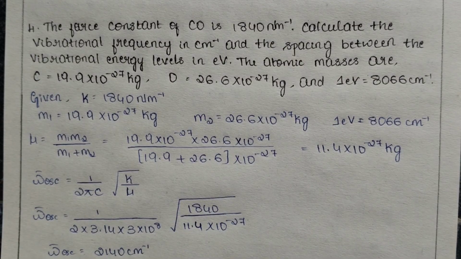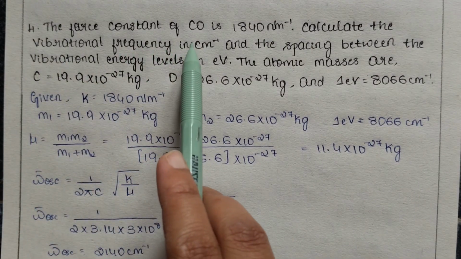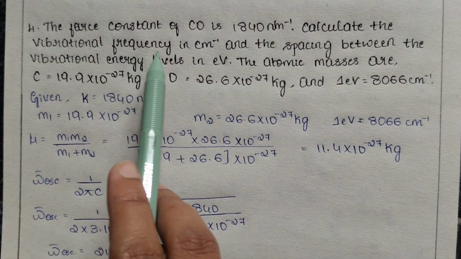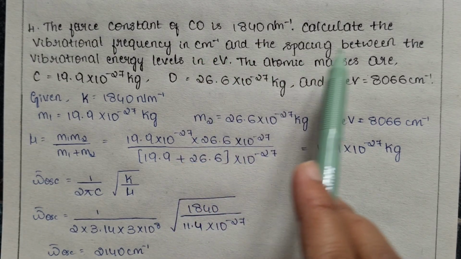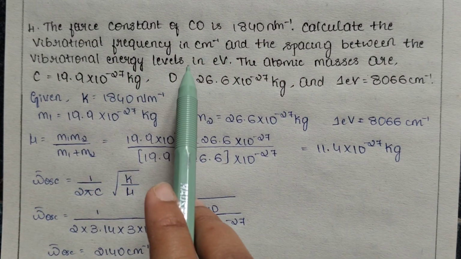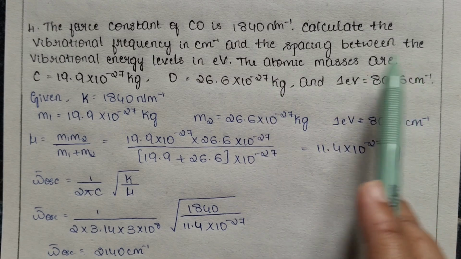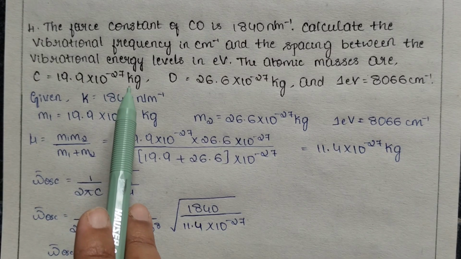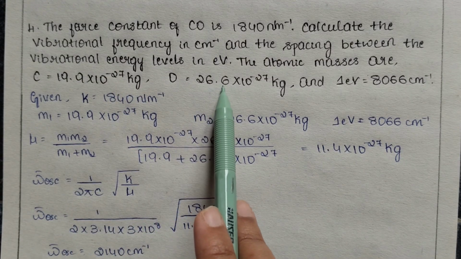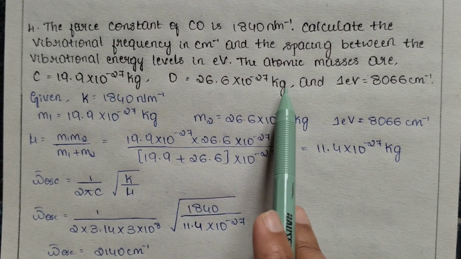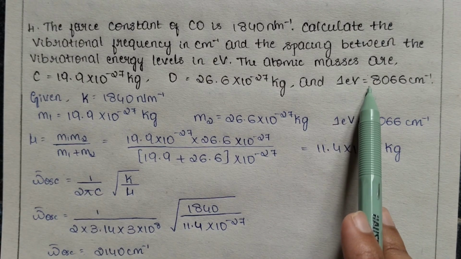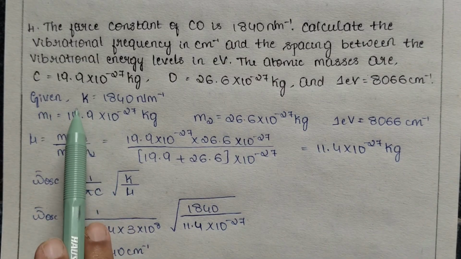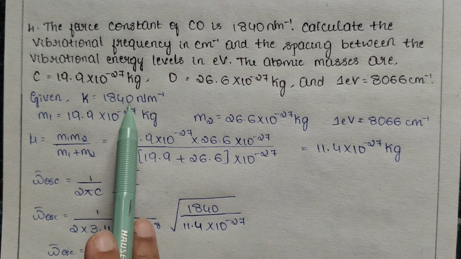We'll see our fourth question. The force constant of carbon monoxide is 1840 Newton per meter. Calculate the vibrational frequency in centimeter inverse and the spacing between the vibrational energy levels in electron volt. The atomic mass of carbon is 19.9 into 10 to the power of minus 27 kg, and of oxygen is 26.6 into 10 to the power of minus 27 kg, and the value of 1 electron volt is equal to 8066 centimeter inverse.